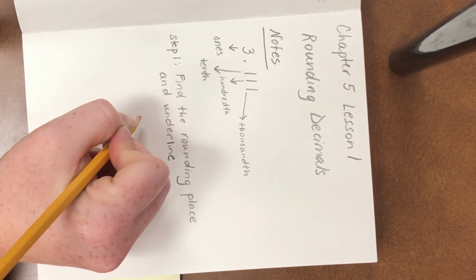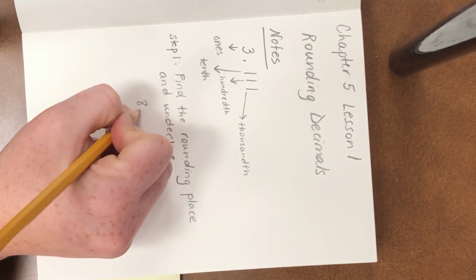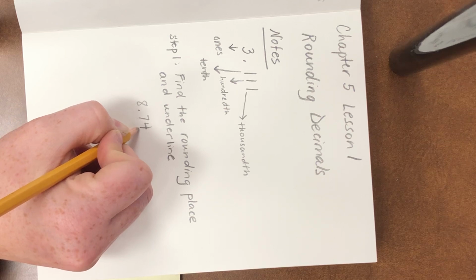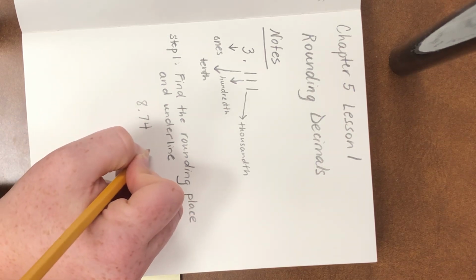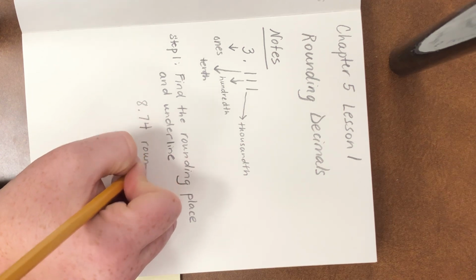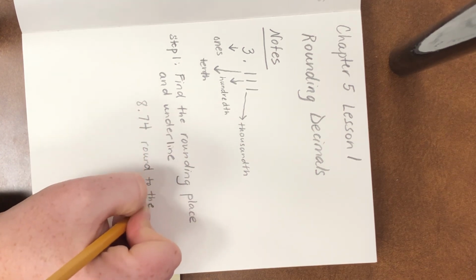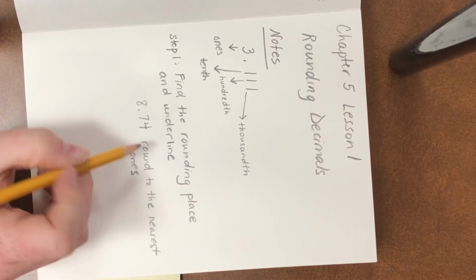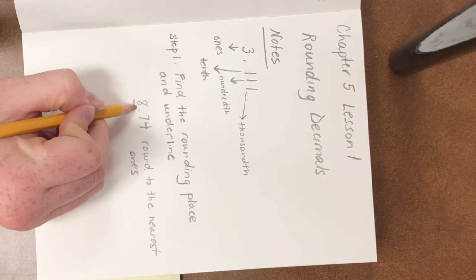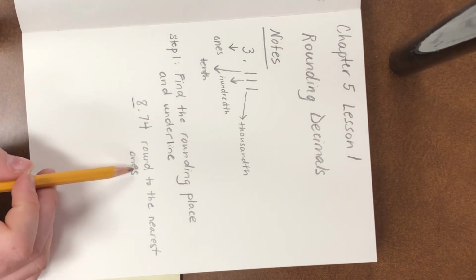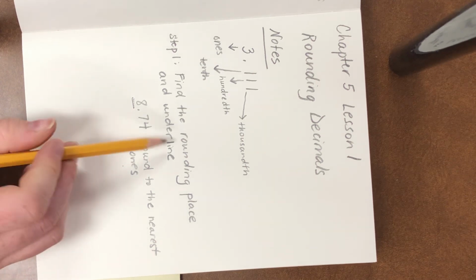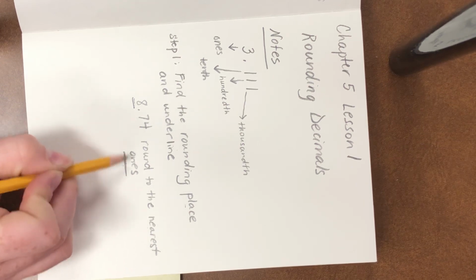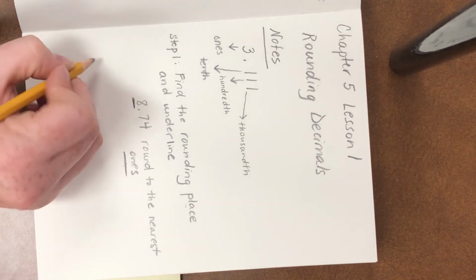So for example, if you were looking at my book and it said 874 hundredths, and it said you're going to round to the nearest ones, that means I'm going to underline my ones place, because that's what I'm rounding to. It says round to the nearest ones. I'm finding the place and I'm underlining it. So it said round ones and I'm underlining my ones place.